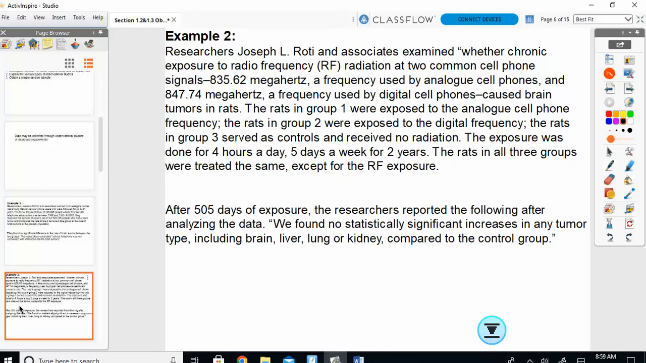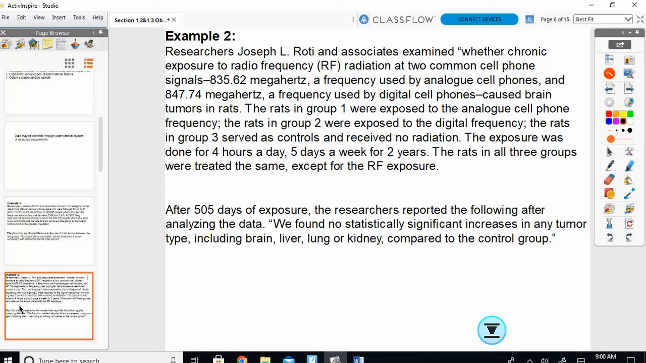Okay, so let's look at this one. So these researchers wanted to examine if chronic exposure to radio frequency radiation at 2 different cell phone signals, analog and digital, caused brain tumors in rats. So the rats in group 1 were exposed to the analog frequency, the rats in group 2 were exposed to digital frequency. Then they had a third group that served as their control group that had no radiation at all.